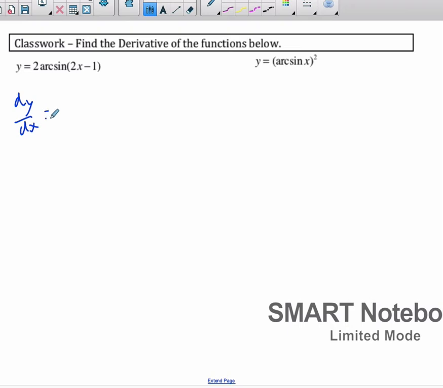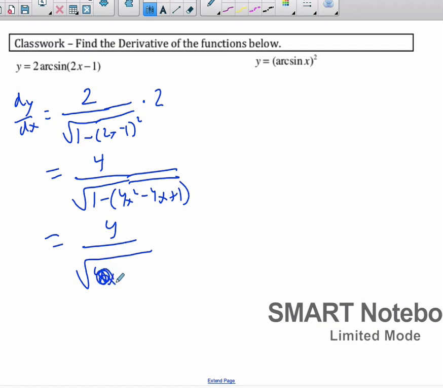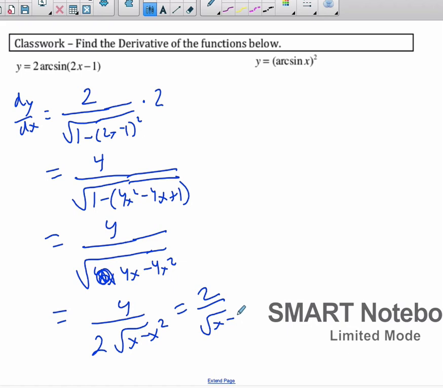So dy dx equals arc sine is, now we got a 2 here. So we're going to have 2 over root 1 minus 2x minus 1 all squared. Times, by chain rule, we do the derivative of what's inside the brackets, which is 2. So it's going to be 4 over root 1 minus, this is going to be 4x squared minus 4x plus 1. Okay, and it simplifies a little bit because we have 4 over root, the 1's cancel. Actually, we get 4x minus 4x squared. And we can factor out a 4. Square root of 4 is 2. So it's going to be 4 over 2 root x minus x squared, which equals 2 over root x minus x squared. Okay, and you can try this other one yourself.